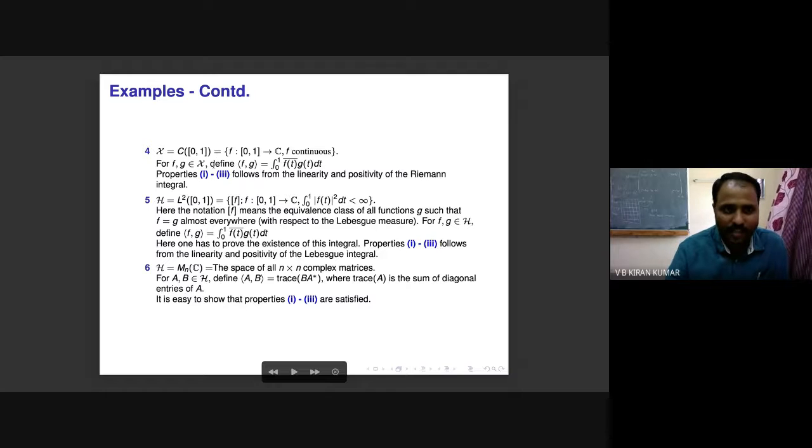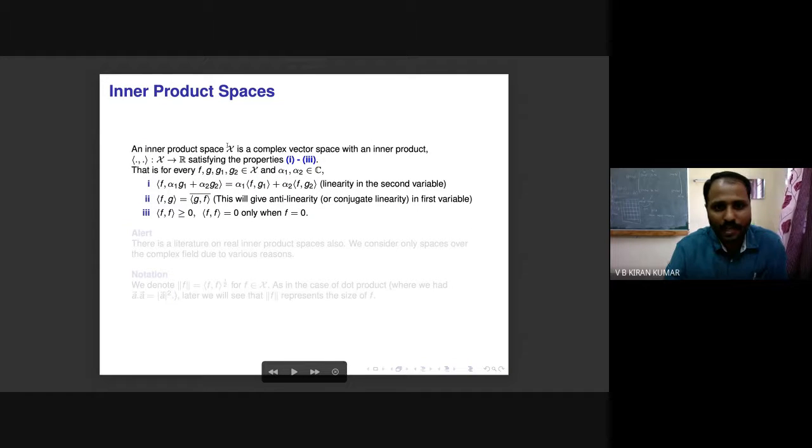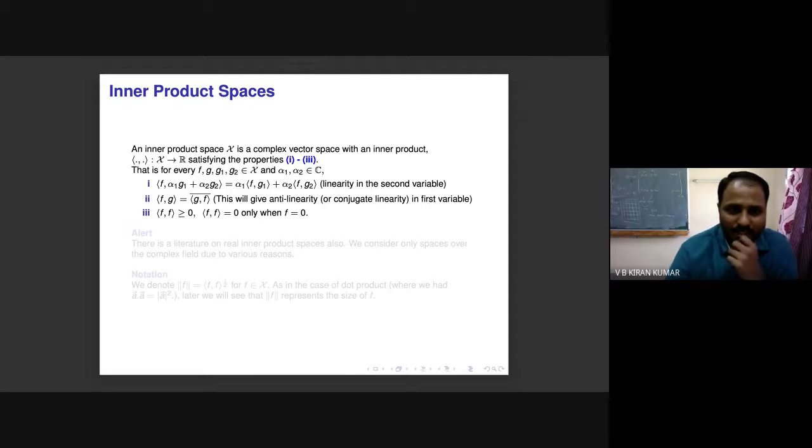Let me make the definition now. An inner product space X is a complex vector space. First of all, it should be a vector space with an inner product on it. And what is an inner product? Inner product is a function from X to R. Oh, in fact, there is a mistake. It is not from X to R. It is from X cross X to R. Okay, it's a typo here.